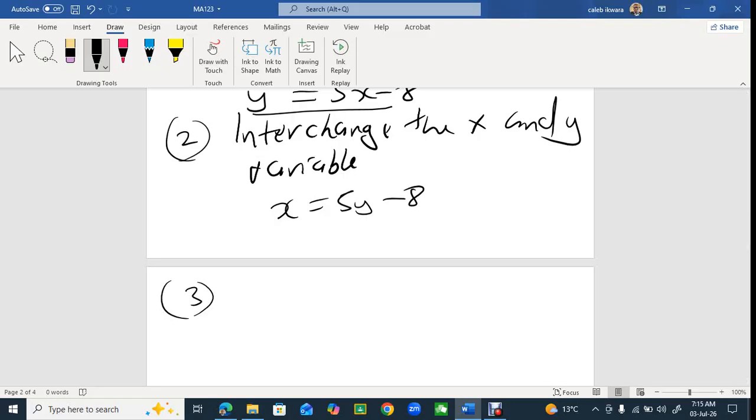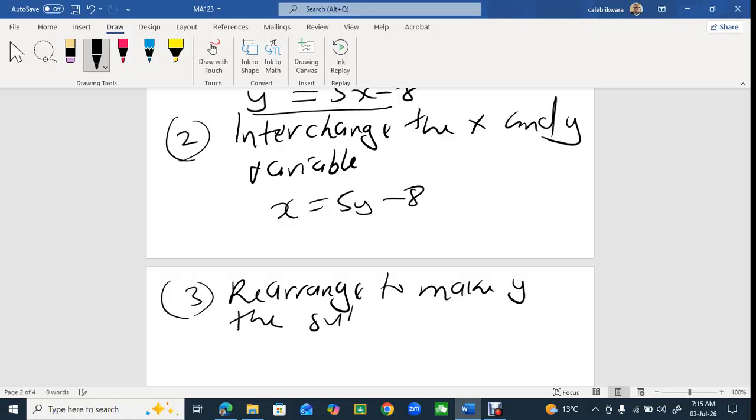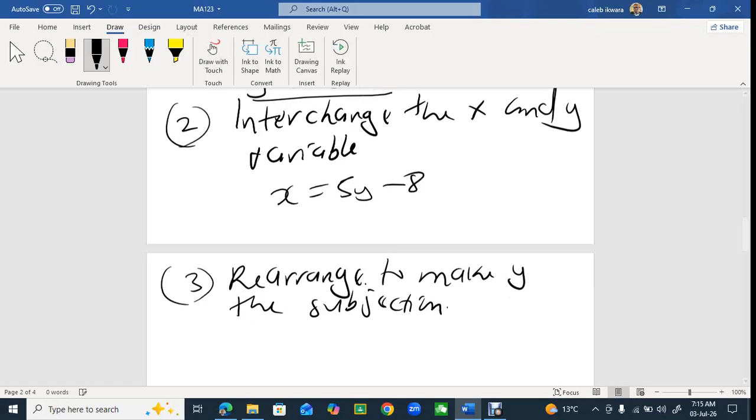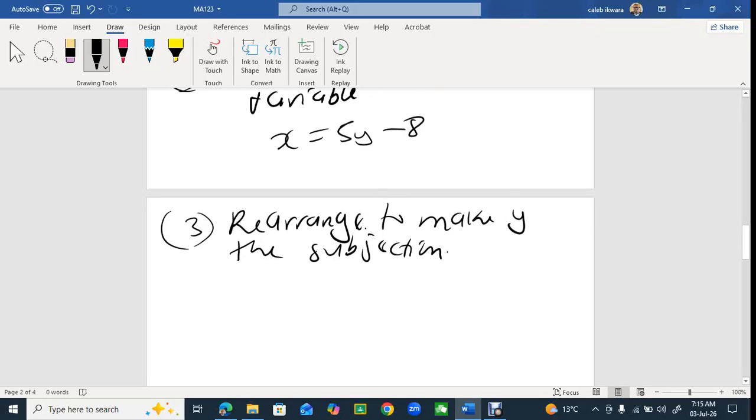Step 3: rearrange to make y the subject. Now we rearrange our equation to make y the subject. That's what we are supposed to do.